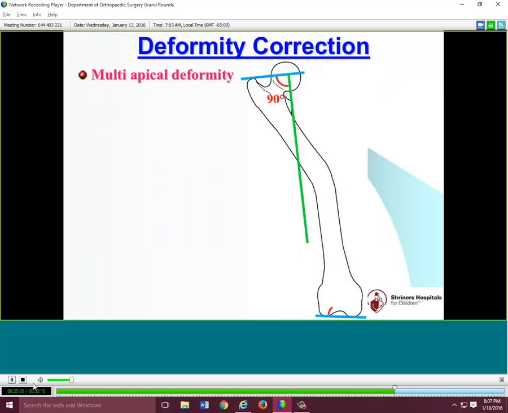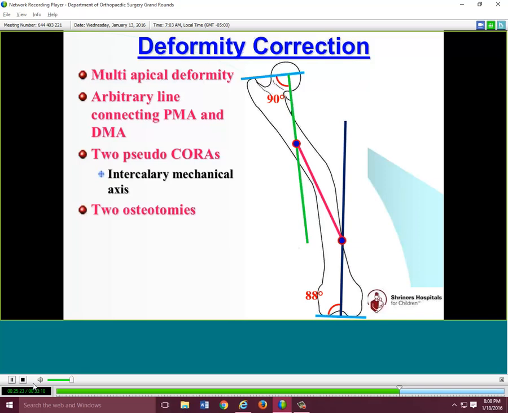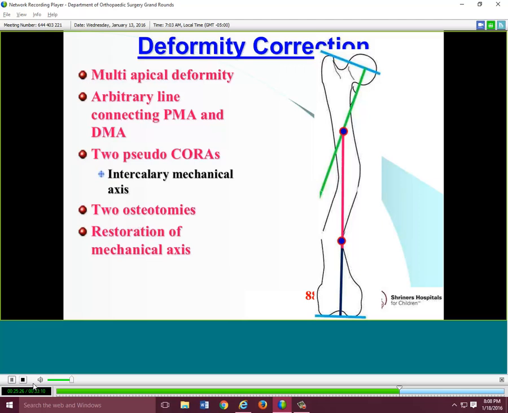All right, so what about this one here? So here's our multi-apical femur that we saw before. How are we going to get this one straightened out? Well, same kind of idea. So we're going to make our intercalary mechanical axis. We have our 2 new pseudo-CORAs. And what we can do with the 2 osteotomies, first, is make a distal osteotomy, and we're going to make our distal mechanical axis line up with our intercalary mechanical axis. Now make another osteotomy up top to align the proximal mechanical axis with the intercalary mechanical axis, and you get everything to line up here.